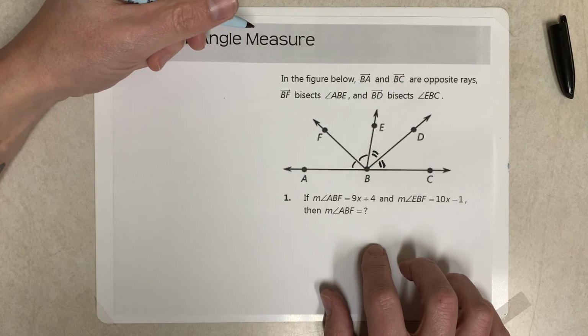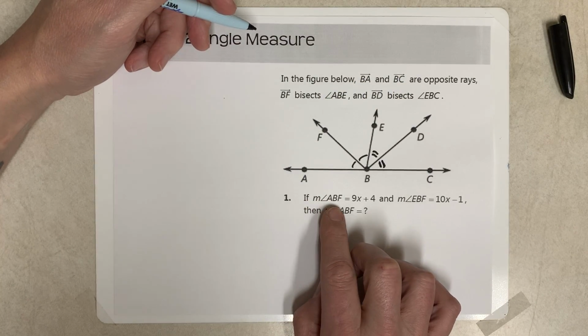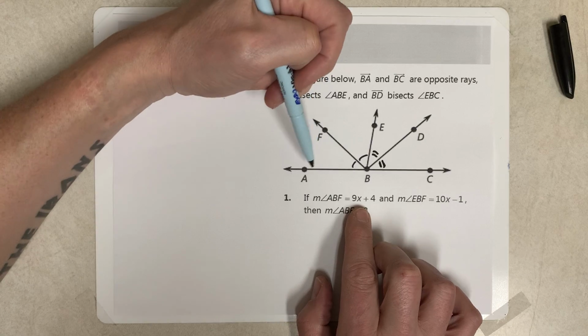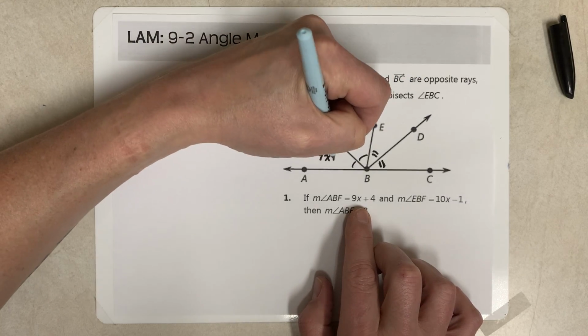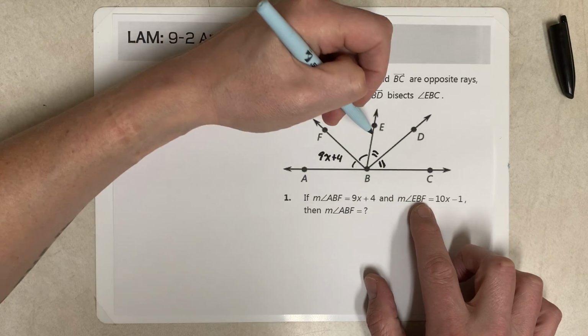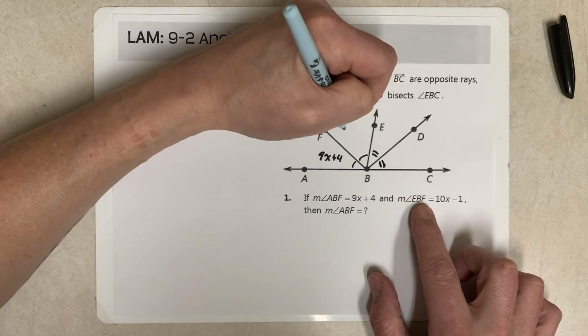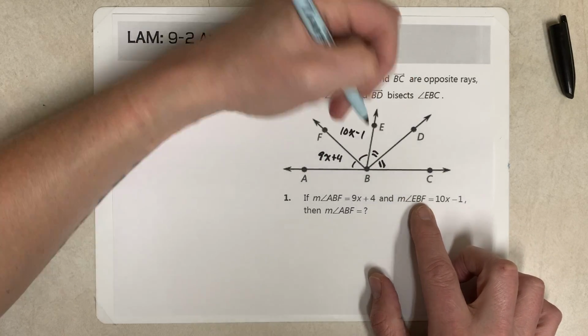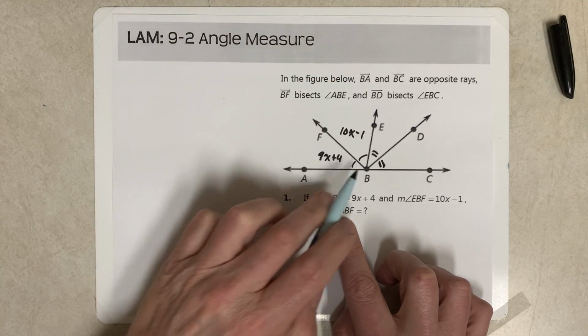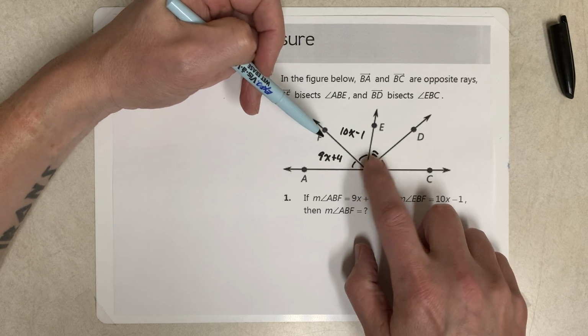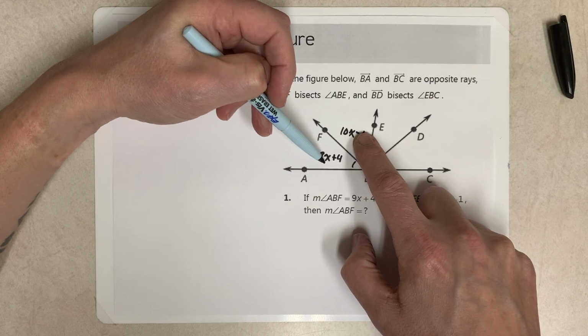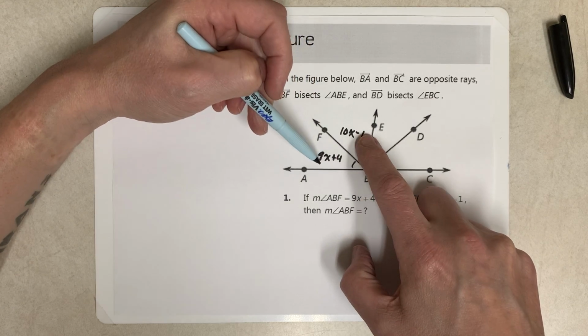All right, then it says, if ABF is equal to 9x plus 4, I can label that. And EBF, this one, is 10x minus 1, then what's the measure of ABF? So we know, because BF is an angle bisector, that these two measurements are going to be the same because these two angles are congruent.